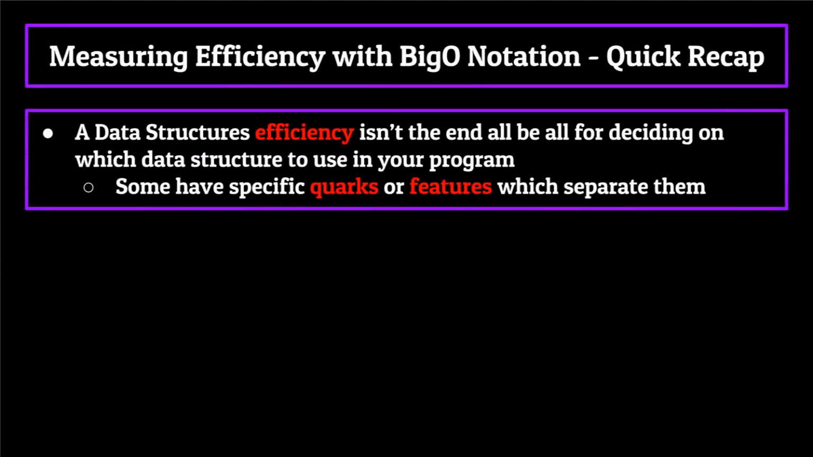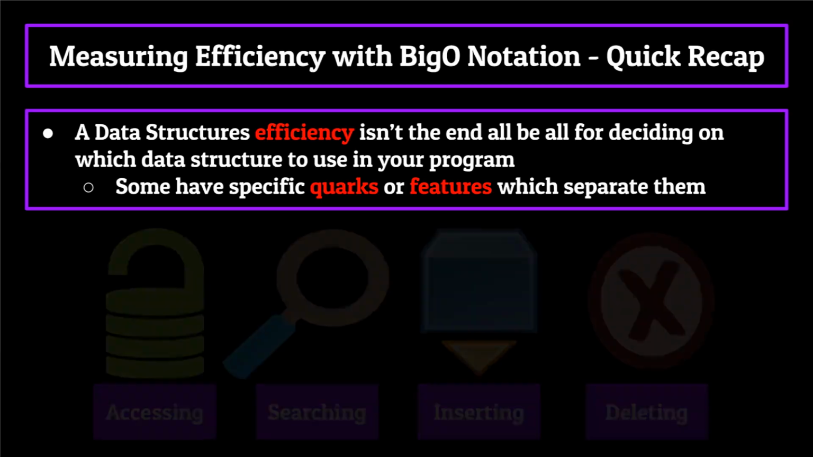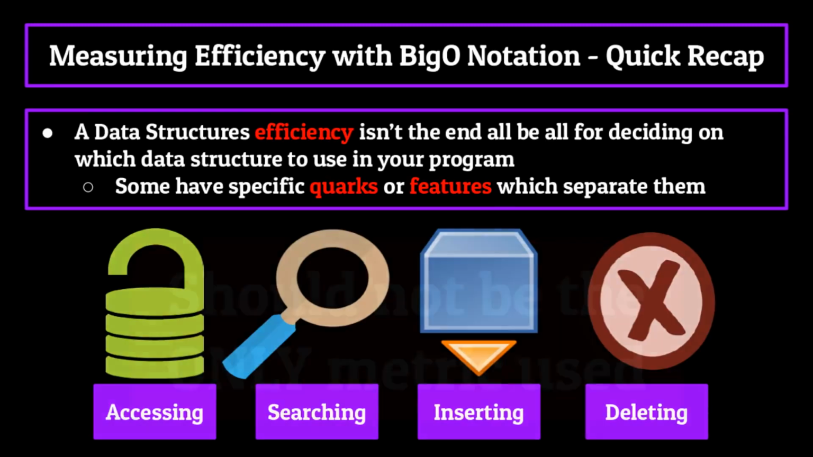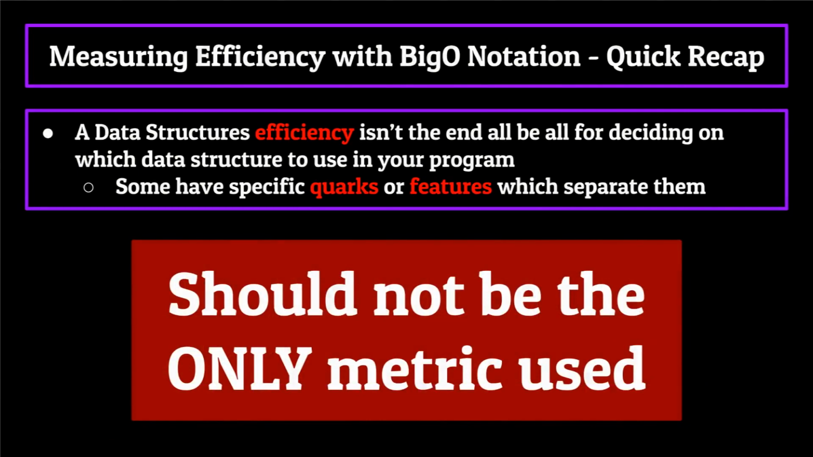Now it's important to note that this isn't the end-all be-all for deciding on which data structure to use in your program. As you'll see as this video progresses, many of the data structures were structured with specific quirks or features which separate them from the rest and provide additional functionality. BigO notation is incredibly useful and something that you should definitely take into consideration when determining which data structure to implement into your program, but it should not be the only thing that you use.